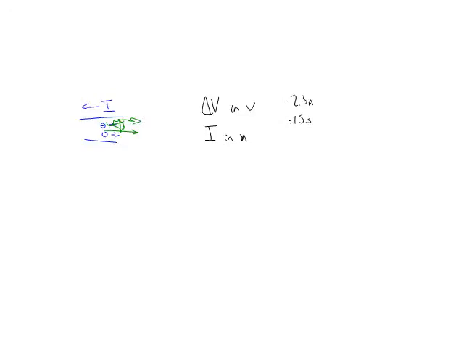Okay, so it's 2.3 amps, that's I, and 15 seconds. What are we looking for? Number of electrons. That's a little bit different than Q. And that's why I picked this one, because it's just a little bit more.